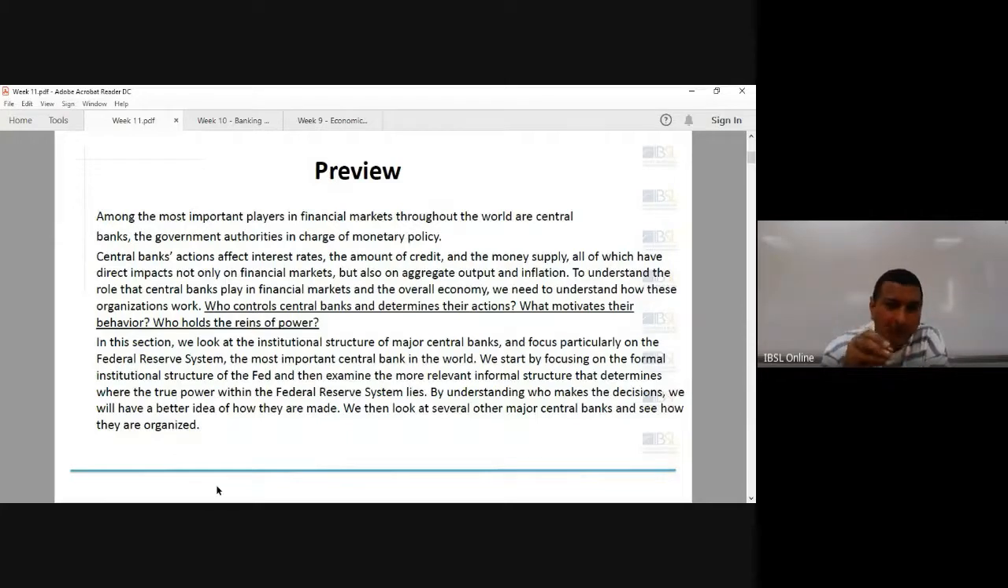Okay, so to understand the role of the central banks, and particularly the role they play in financial markets and the overall economy, we need to get a feel for how these organizations work. We also want to see who controls central banks and determines their actions. While I discuss these things, I will bring in a lot of examples of recent times, so that you really feel the role of decision making within central banks: who controls and who determines the actions of these institutions, what drives, if not motivates, their behavior, and who basically has the power within the central bank in terms of making these decisions.